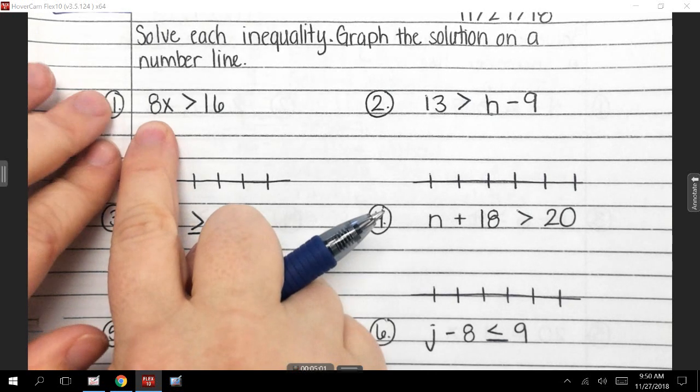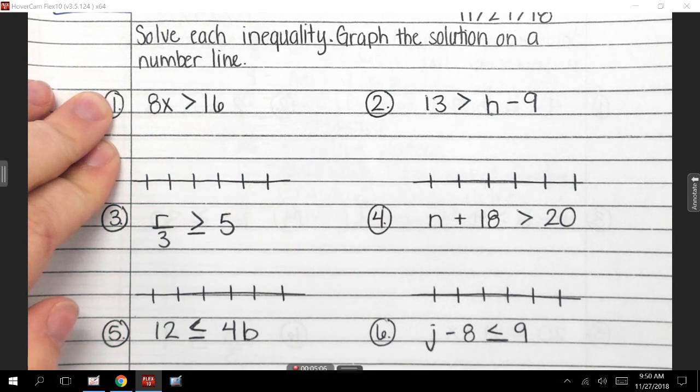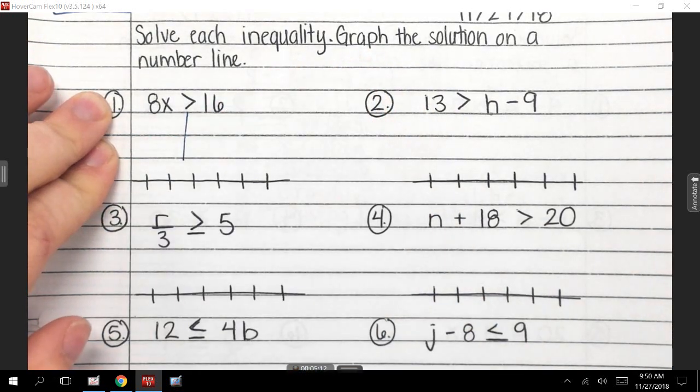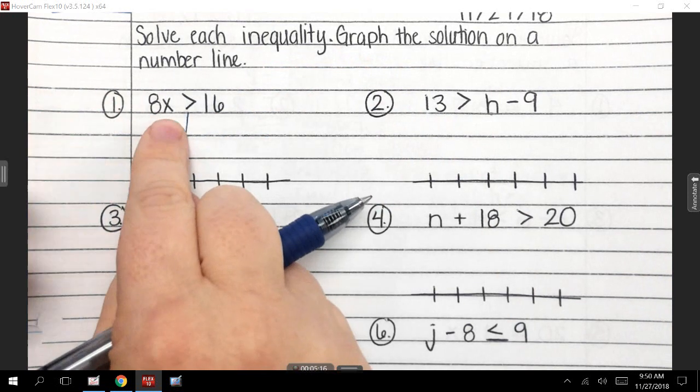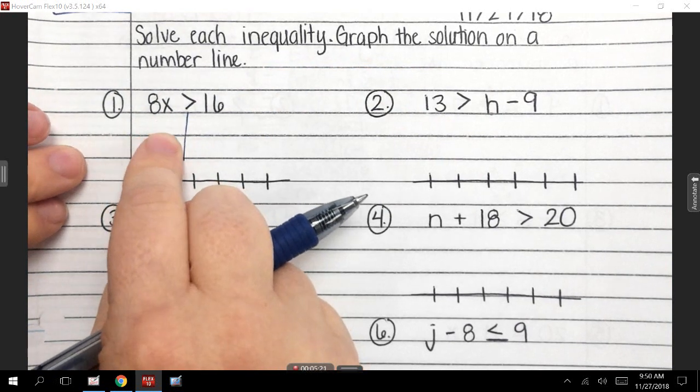All right, so right here it says 8x is greater than 16. Before, you have solved something like 8x equals 16. And we would draw the line, and then we would do the opposite. We're going to do the exact same thing. So right here it says 8x, which means multiplication. What is the opposite of multiplying?